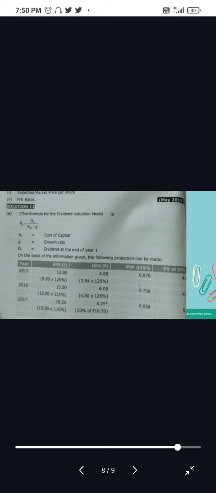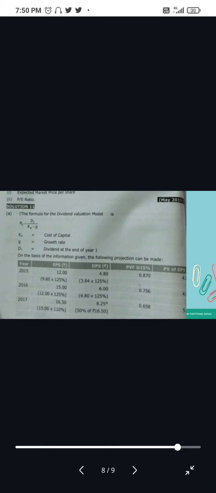For 2014, data is given; for 2015 and 2016 they have said that the growth rate will be 25%. 2014 EPS is 9.6, and this will increase at the rate of 25%. That means EPS will become 12 rupees, whereas DPS will become 4.8 rupees. We discount using the present value factor at 15%, 0.870, which becomes 4.176.